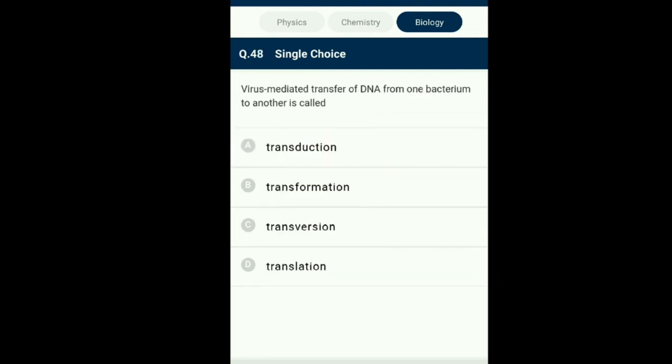Question number 48. Virus mediated transfer of DNA from one bacterium to another is called.